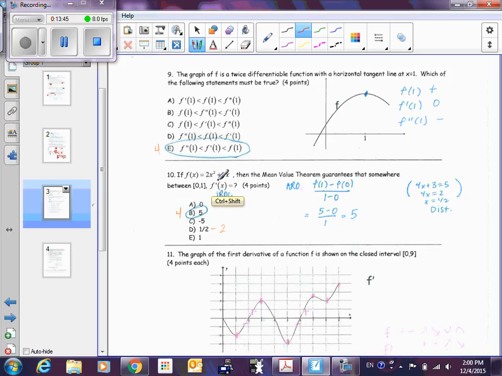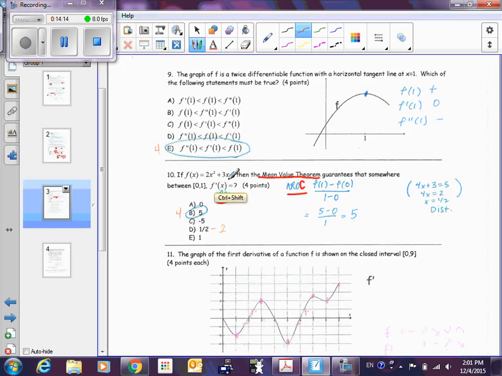I don't know. But it gives you a function, and it says mean value theorem. So as soon as I see mean value theorem, I'm thinking AROC and IROC. They give us an interval, and they want to know what f prime equals. Basically, they want to know what IROC equals. Okay? Well, so here's what you kind of got to think.